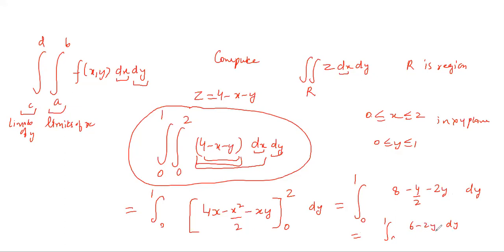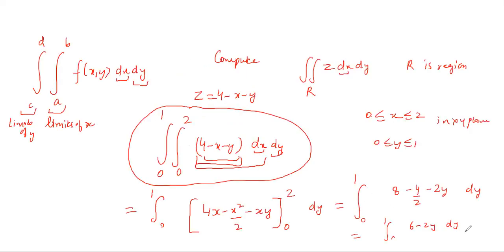So this is 6 minus 2y. Now it's a function of just one variable, so all of you know how to do the integration. So this is 6y minus 2y square by 2, 0 to 1. So 6y minus y square, 0 to 1. So 6 minus 1, which is 5. So that is the value of this integral.